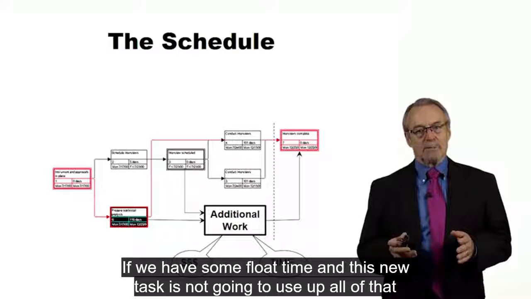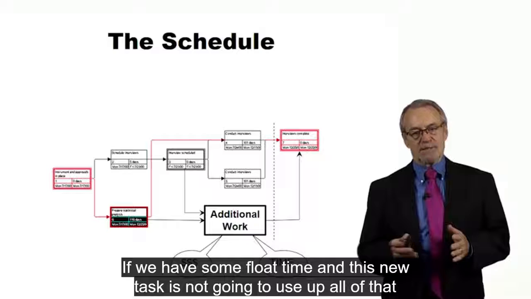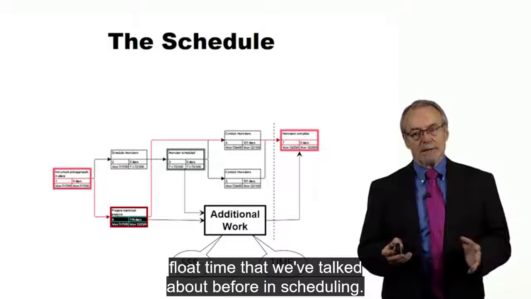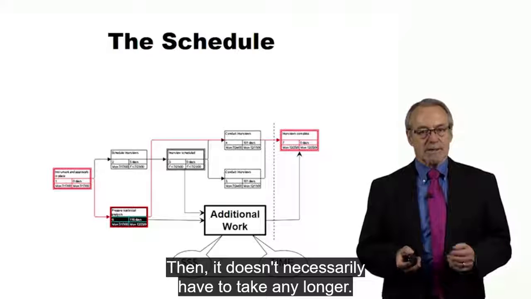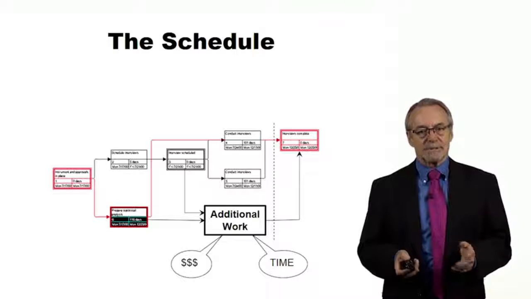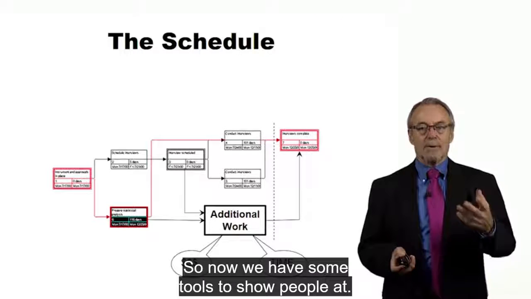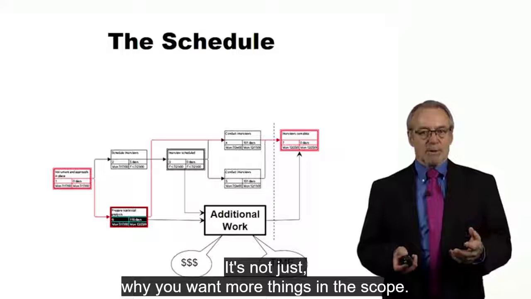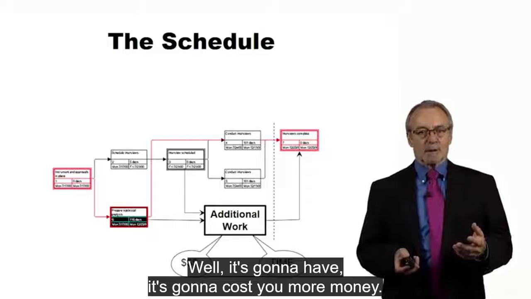If we have some float time, and this new task is not going to use up all of that float time that we've talked about before in scheduling, then it doesn't necessarily have to take any longer. But certainly it's going to cost more money. So now we have some tools to show people that. It's not just, well, you want more things in the scope? Well, it's going to cost you more money.